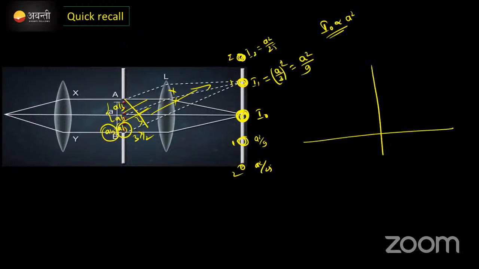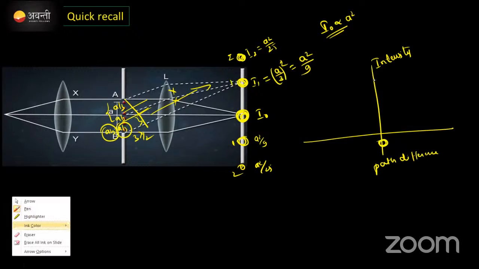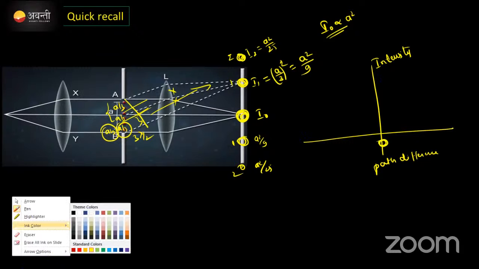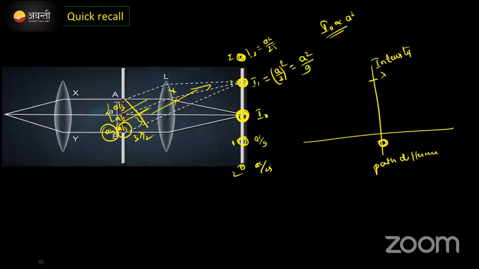In the graph, intensity was on the y-axis and path difference on the x-axis. When path difference is 0, the intensity of the light will be maximum, I naught. When path difference is lambda, on either side intensity decreases like this, on both sides. And at 2 lambda, again here intensity is 0.